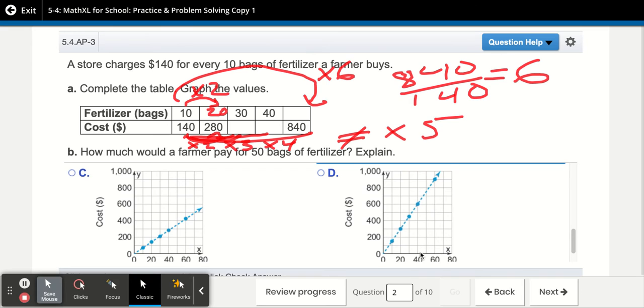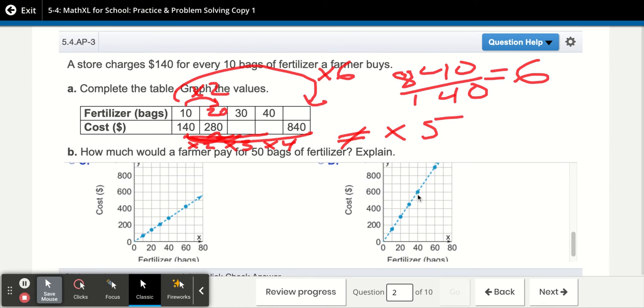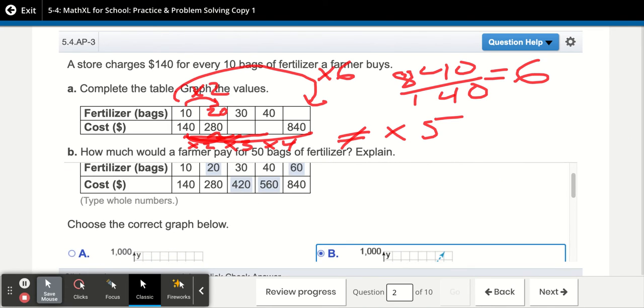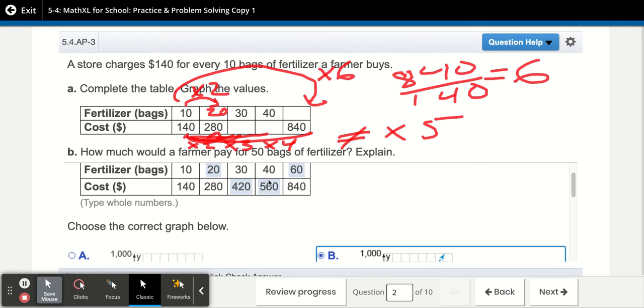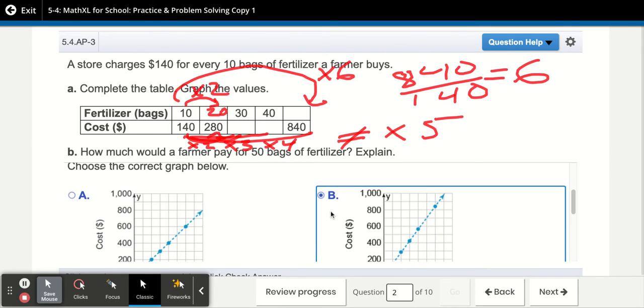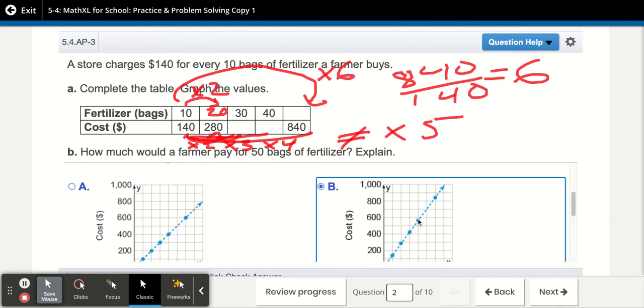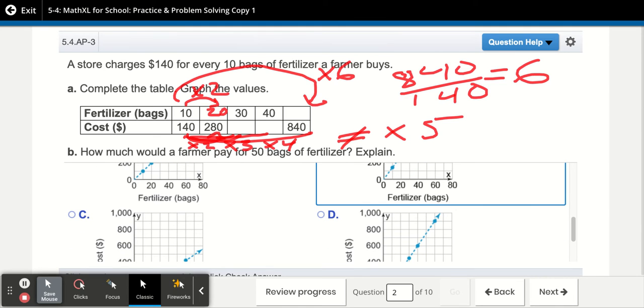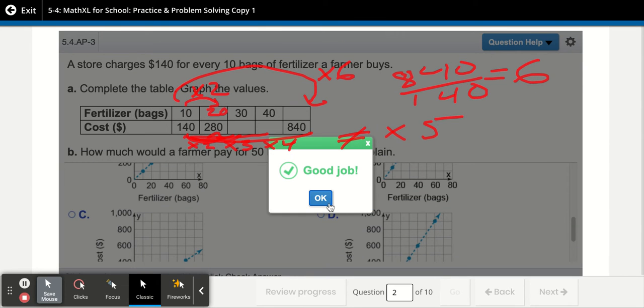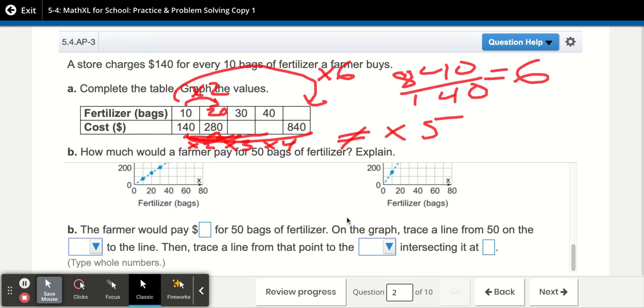Now let's take a look at 40 right here. 40 bags, according to this graph, 40 bags cost $600. While looking at our table, 40 bags is going to cost $560. It should be plotted somewhere between the 500 and 600 line, which, again, matches option B. So it's clear that from evaluating multiple points that option B is the best graph of that ratio table. We were correct. Great job.